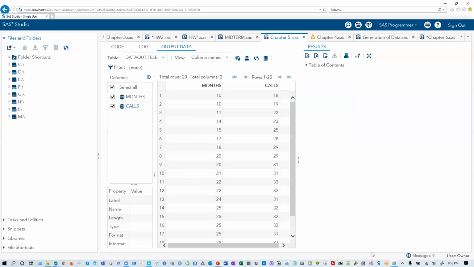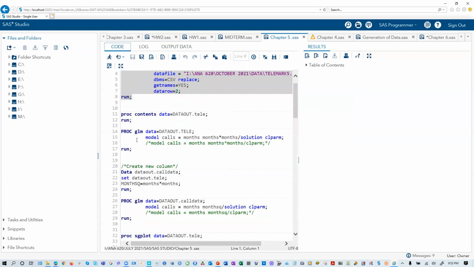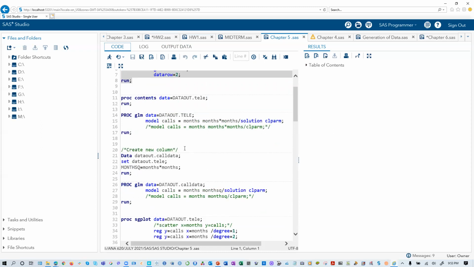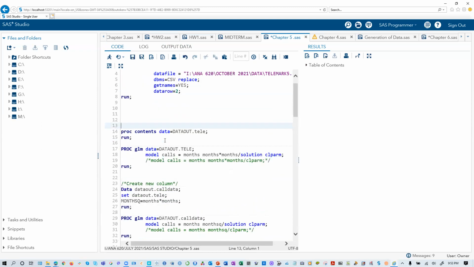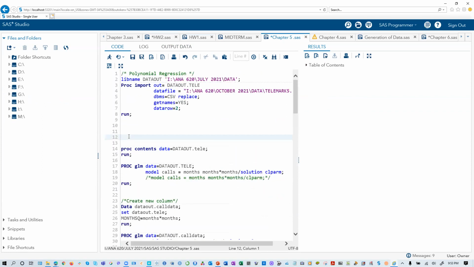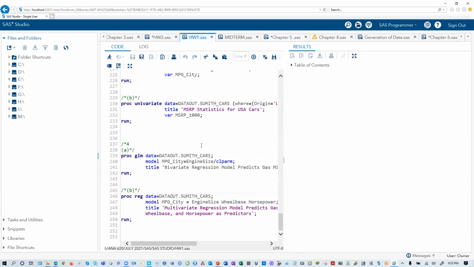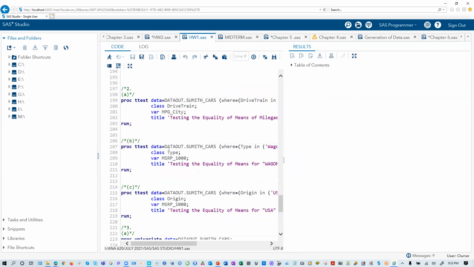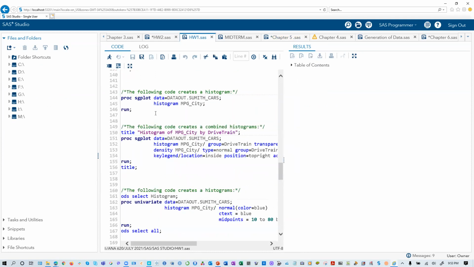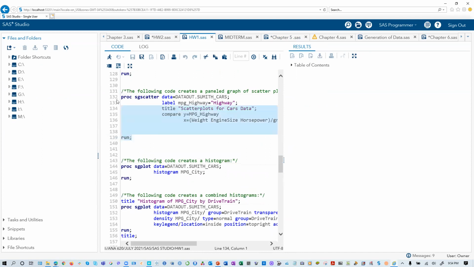Okay, let's draw the scatter plot for this one, with the data from calls and months. Let's get a scatter plot between these two. We don't have a scatter plot, SG plot. Not this one, not this one, I'm not talking about that one. Let's get the scatter plot.